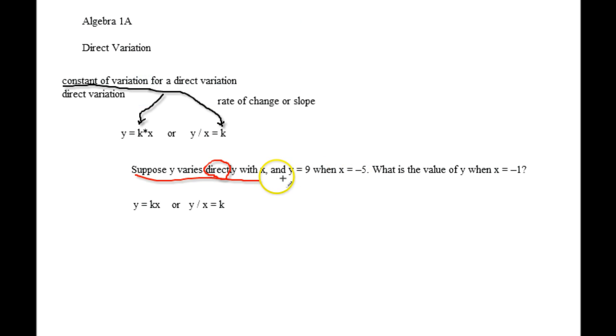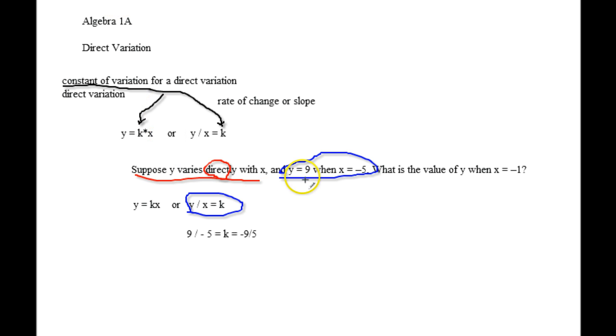Then you go on to the next part: y equals 9 when x equals negative 5. If you notice, there's only one equation where there's both a y and an x. So you plug them in there, and you go 9 divided by negative 5 equals k, which if you simplify just becomes negative 9/5.